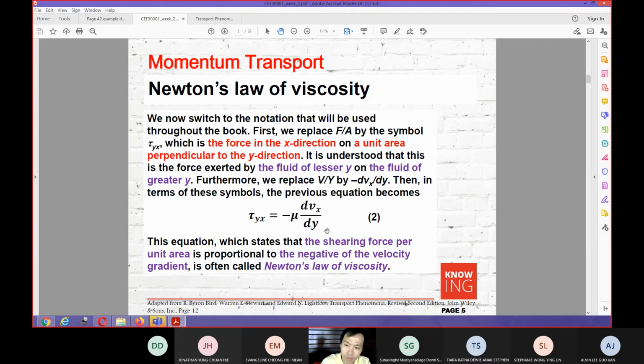Before I go into the viscosity, I want to ask you first, when you look at these equations in here, you see that there is a minus sign in here. Can anybody explain to me why we have a minus sign in here? Who wants to try? How about Jonathan? Why do we have a negative sign in here?